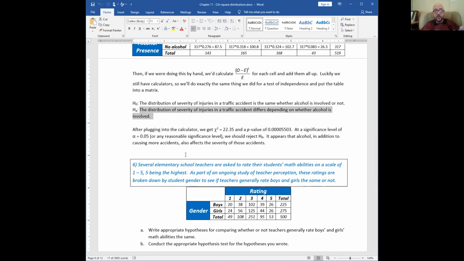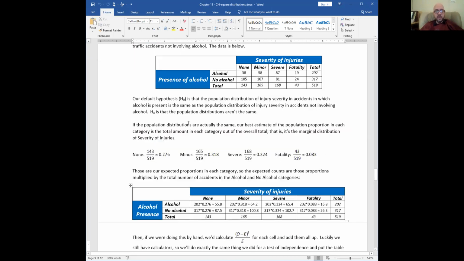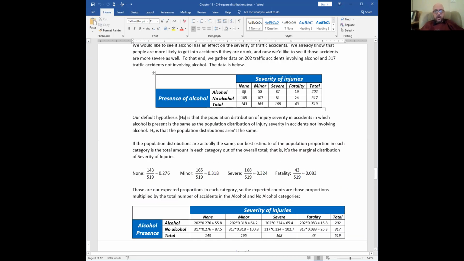And if we looked a little bit further into it, right, we don't have to look much further, but if we looked a little bit further into it, we can see that when alcohol is involved, we get significantly fewer non-injuries and significantly more severe injuries and fatalities than we would get without alcohol.